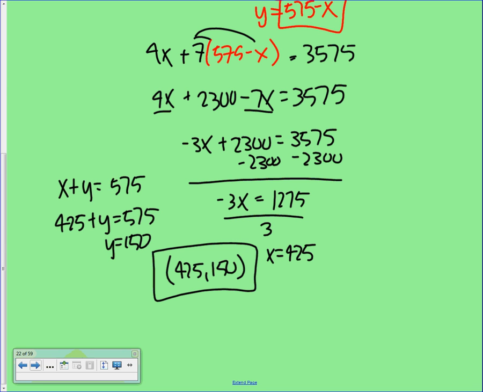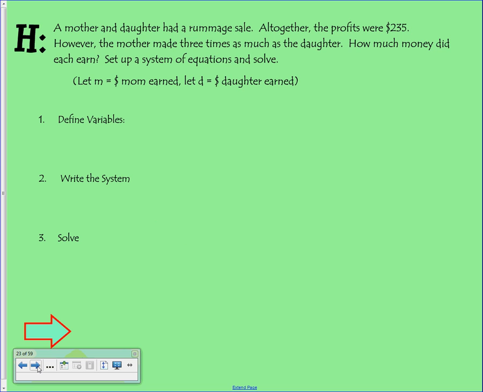Okay, very good. Let's try another story problem. A mother and daughter had a rummage sale. Altogether, the profits were $235. However, the mother made 3 times as much as the daughter. How much money did each earn? Set up a system of equations. Define the variables. We were told right here that M is mom and D is daughter.